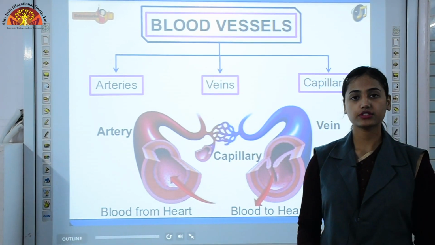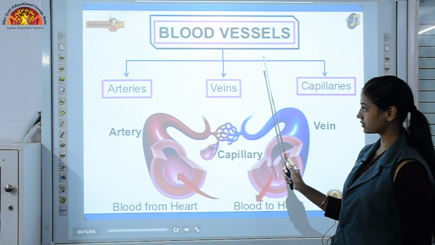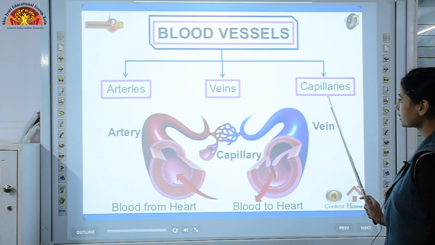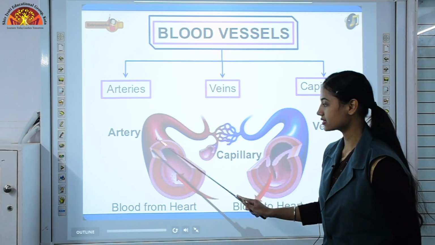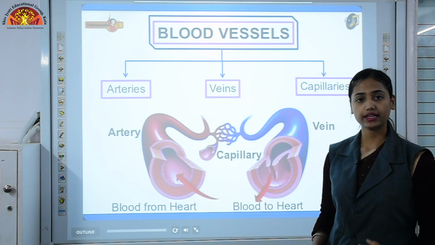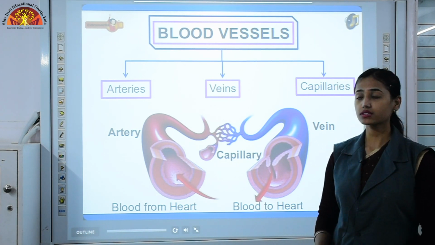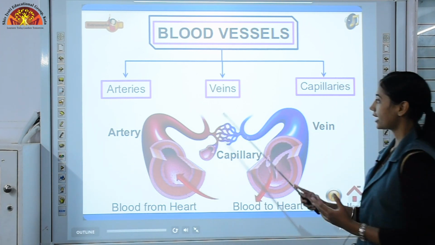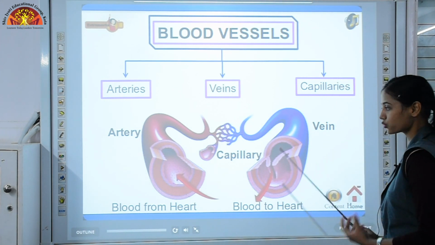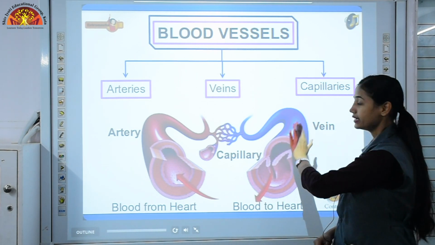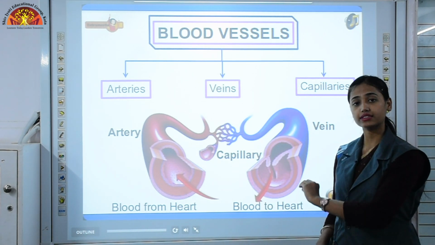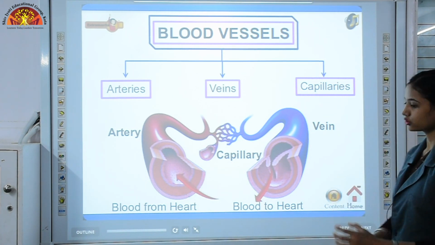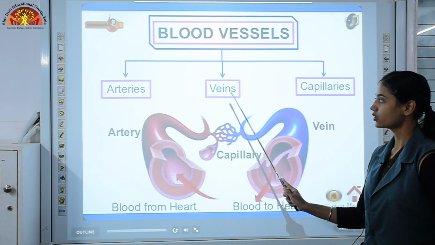The second component of the circulatory system is blood vessels. It is of three types: arteries, veins and capillaries. Arteries, you can see these are red in color because they carry oxygenated blood. That means the blood which is rich in oxygen. And veins are blue in color, which shows that they are deficient in oxygen, meaning they carry carbon dioxide. And capillaries join these arteries and veins.